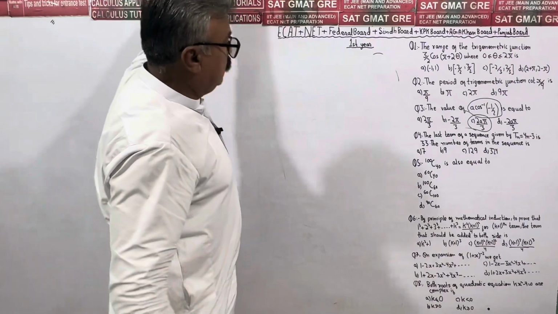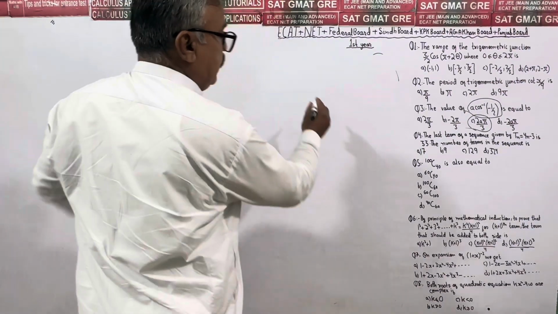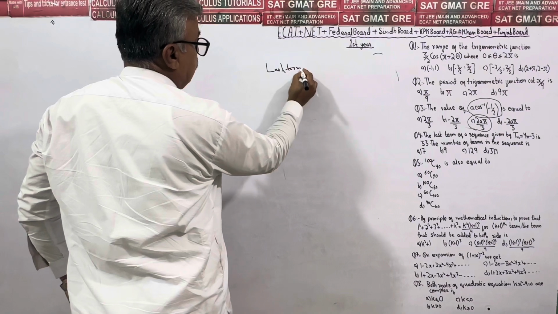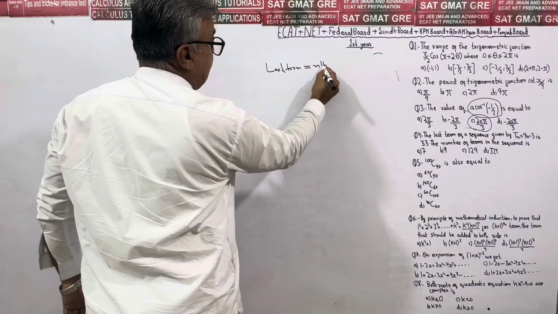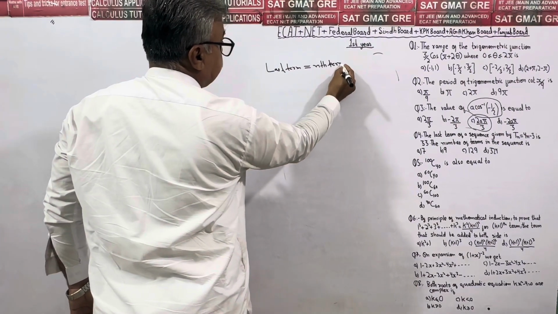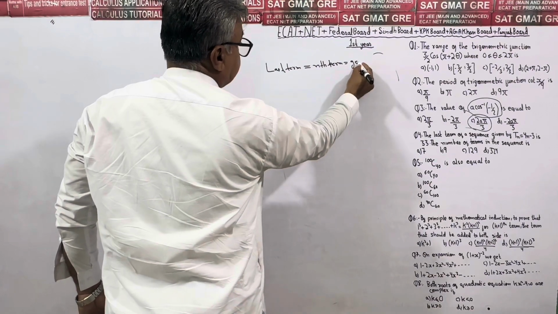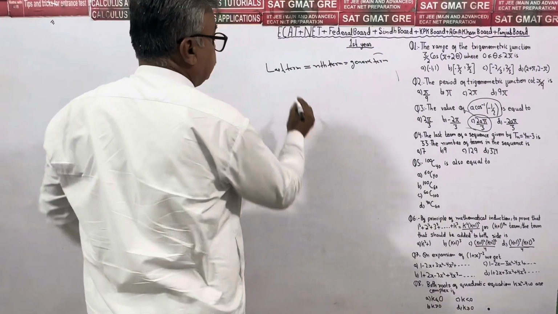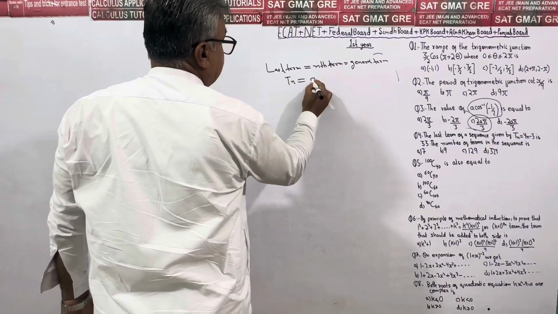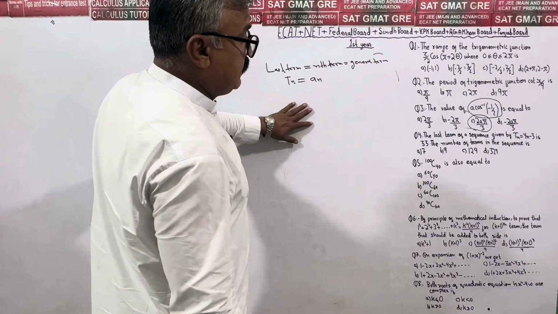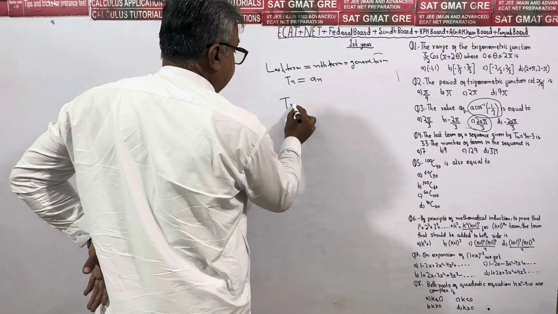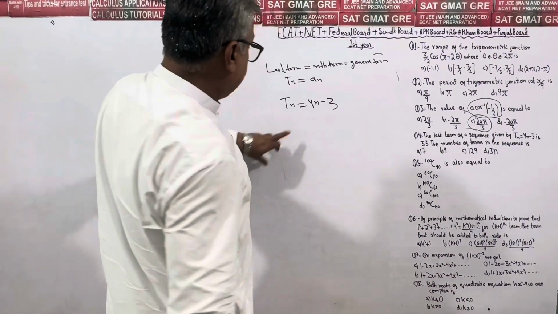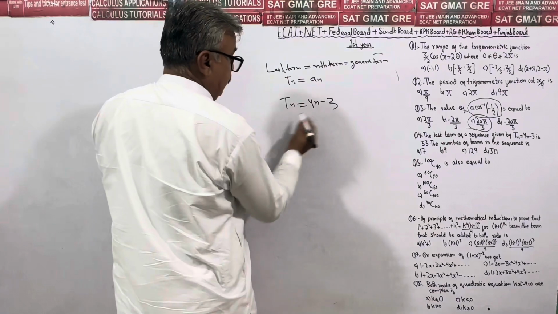Question number 4. We have the last term, sometimes also called the nth term or general term. Some write Tn, some write it as aₙ, and both are correct. We are given that the nth term is 4n minus 3 and the last term is 33.